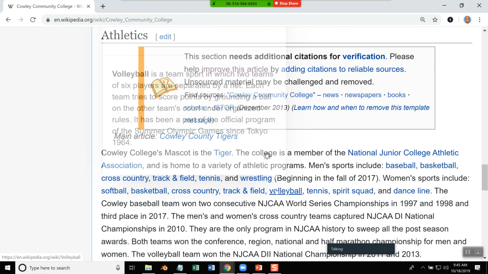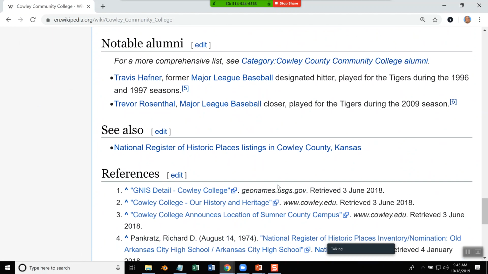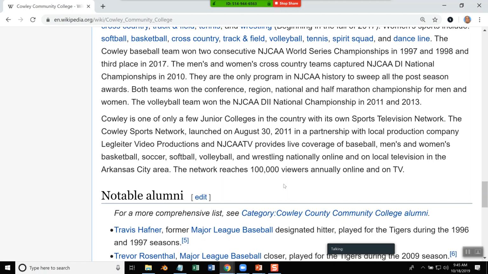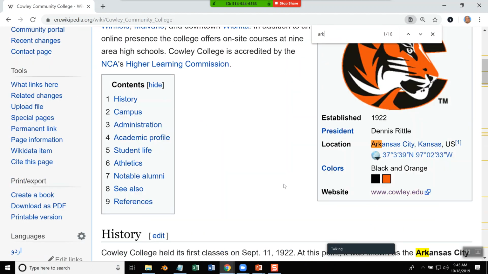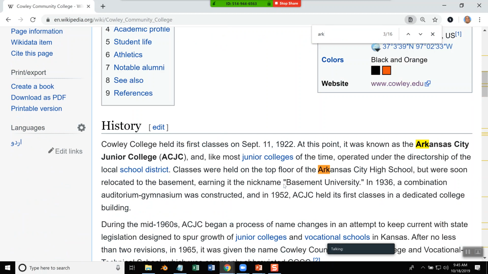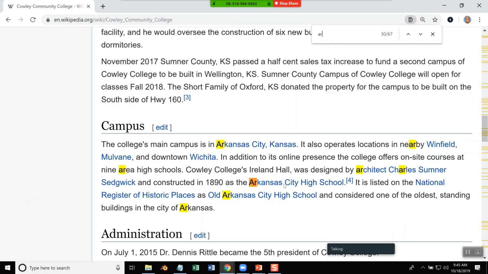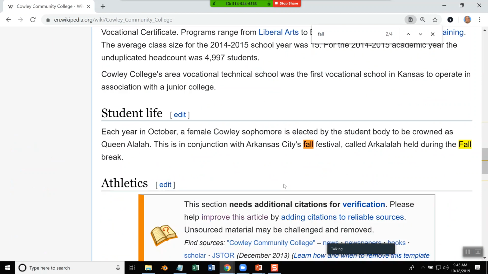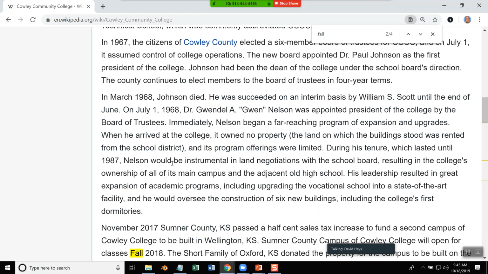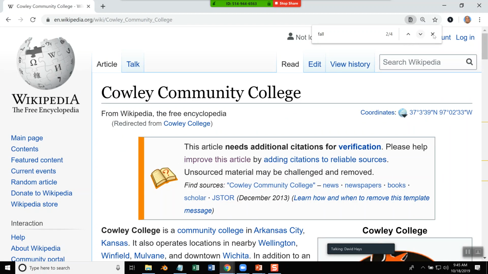Let me see. Arkalala. This is in conjunction with Ark City's fall festival called Arkalala, held during the fall break. I put this on here at the end. It says held during the fall break. Let me show you how easy it is to change. It's shocking. Makes you wonder why anybody trusts anything on Wikipedia. And I do. I go to Wikipedia all the time.